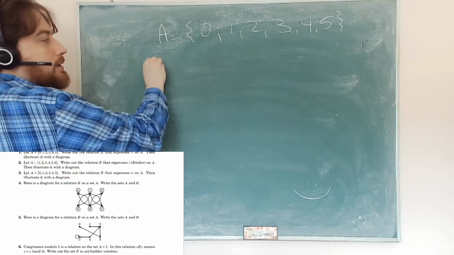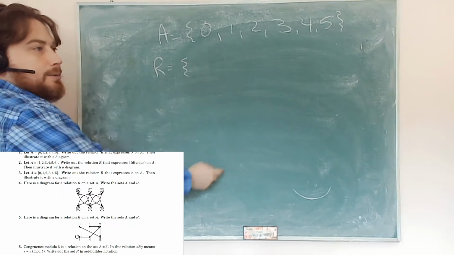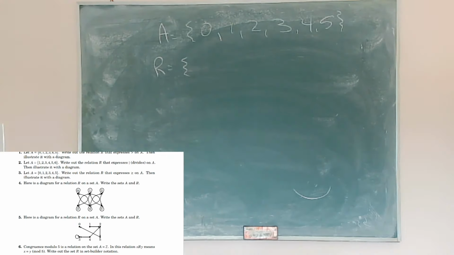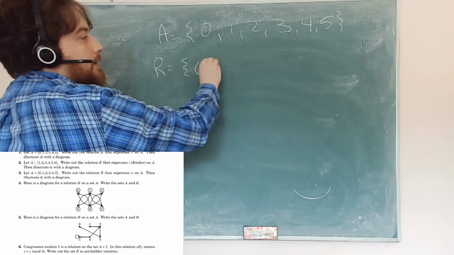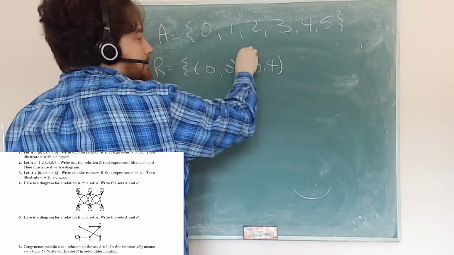And so R is going to be the set of ordered pairs of the form (a, b) such that a is related to b. And so I'm just going to start with 0 and say, well, there is a line from 0 to 0, 0 to 4, and then that would be it. So we would have R has the ordered pairs (0, 0) and (0, 4).